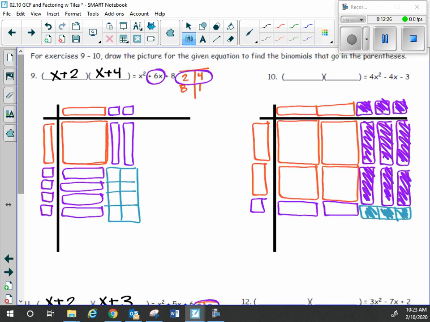Okay, so what are my factors? 2x minus 3 and 2x plus 1.